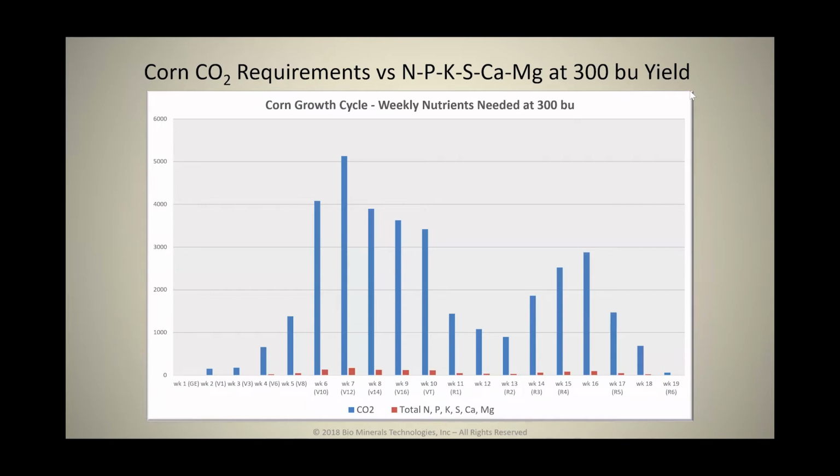of the carbon dioxide requirement for the same 300 bushel of corn. Your carbon dioxide demand is at least 30 times your fertilizer demand of N, P, K, and sulfur. 30 times. Yet, because we don't see the atmospheric gases, we don't manage for those. They're almost completely oblivious.